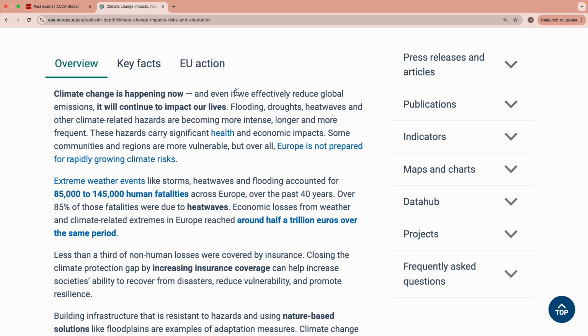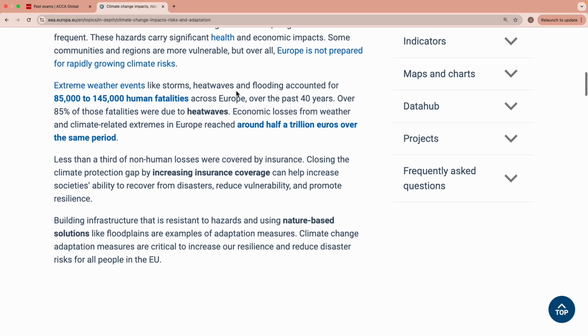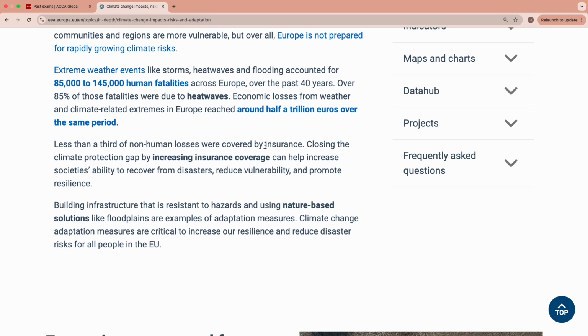Okay. So what is the thing? They said storm, heat wave, flood. These three are going to increase. Heat wave is getting stronger, so it's going to get hotter and hotter and hotter. That's what they're saying. Don't know how hot Malaysia is going to get. Economic losses from weather is going to be around trillions. Less than a third of the human loss is covered by insurance.